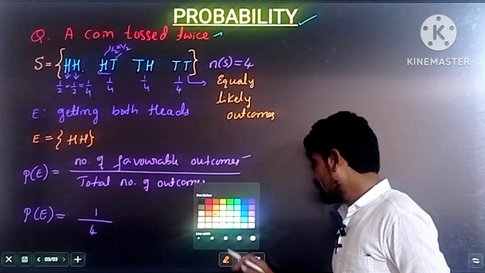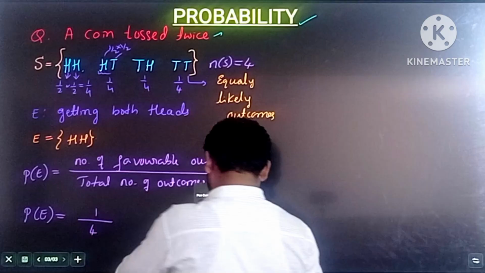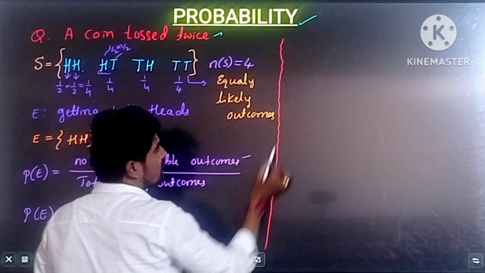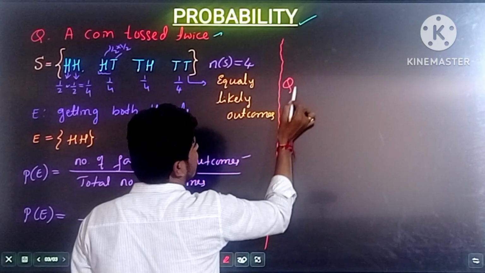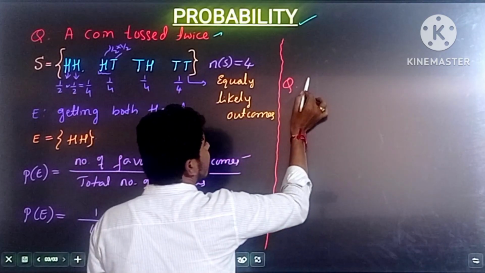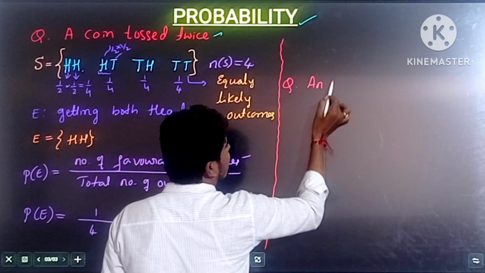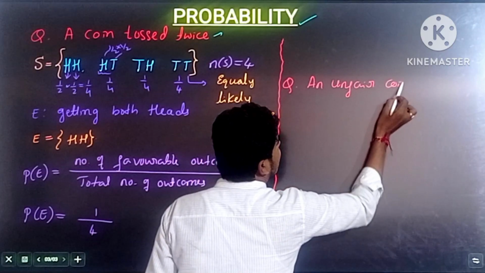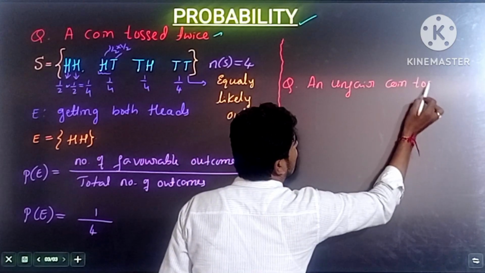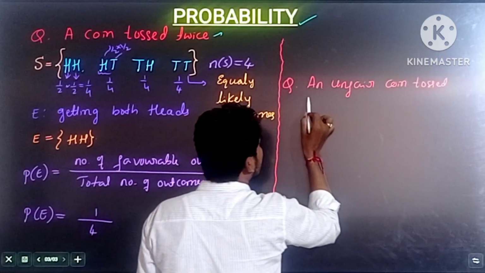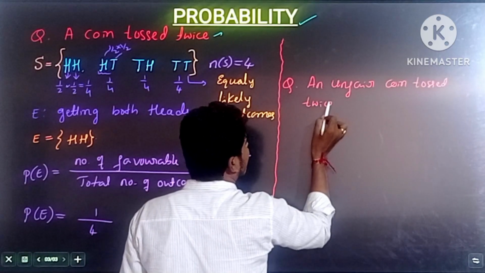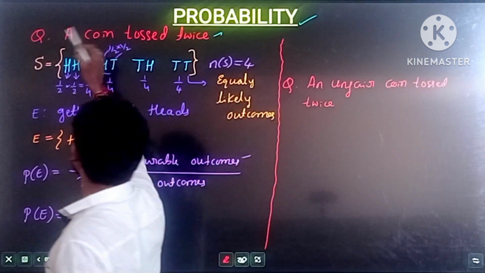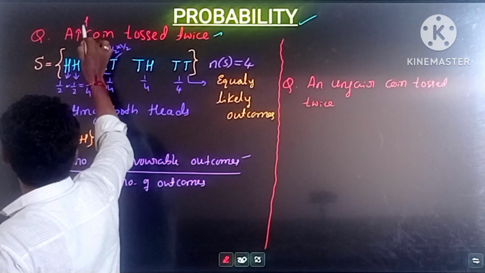And one more thing here, let us consider one more example. Suppose the question is, an unfair coin is tossed twice. Unfair in the sense abnormal. Here, if nothing is given, a coin is tossed in the sense it is a fair coin.